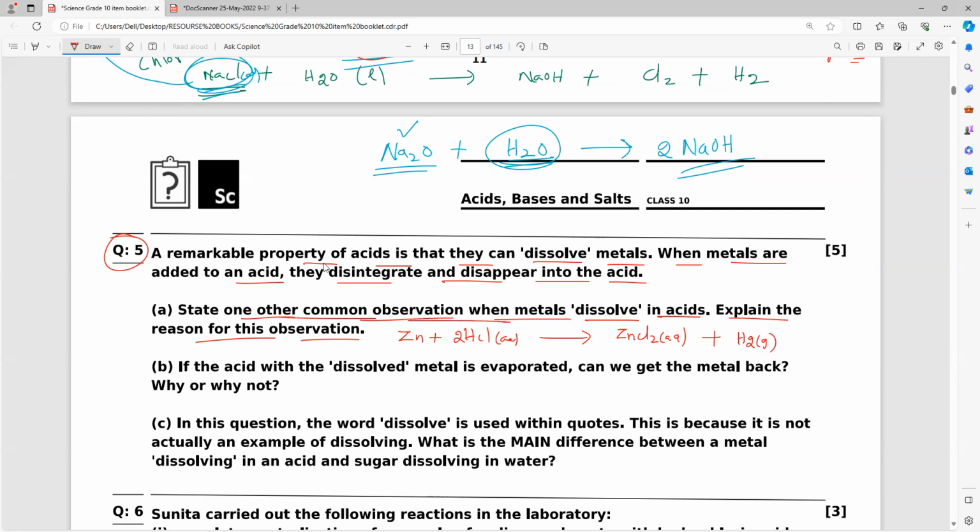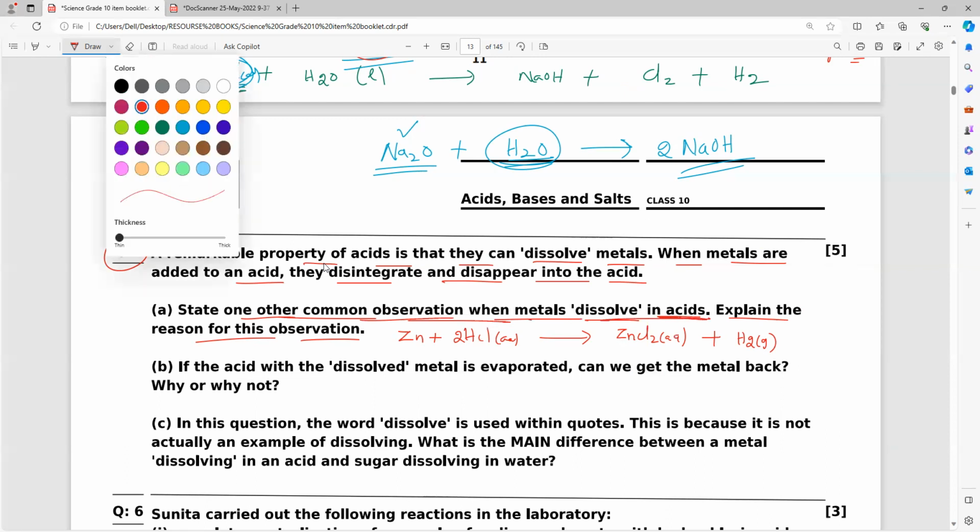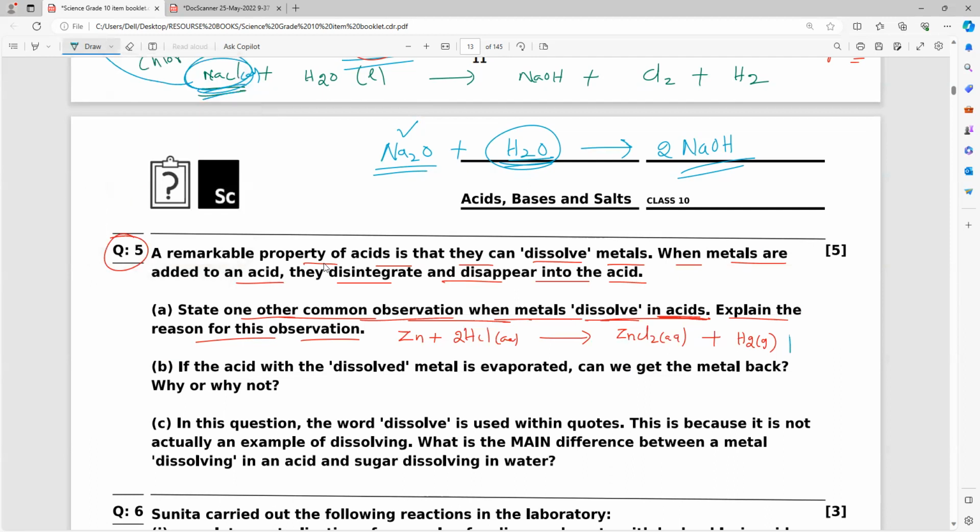Now what are they saying? State one other common observation when metals dissolve in acid. What is the other common observation? Wherever gas is evolving, we can notice something. What is that? Gas evolves. Wherever gas is coming, it will be in the form of what? Chemistry notebook, see, all of you. Bubbles, we can notice the bubbles, correct? Everybody, acids, 19th page, open all of you. Where the acid is, the hydrogen gas is coming. So we can notice the bubbles. Am I right or wrong? Check it, everybody. Bubbling is seen. So why?